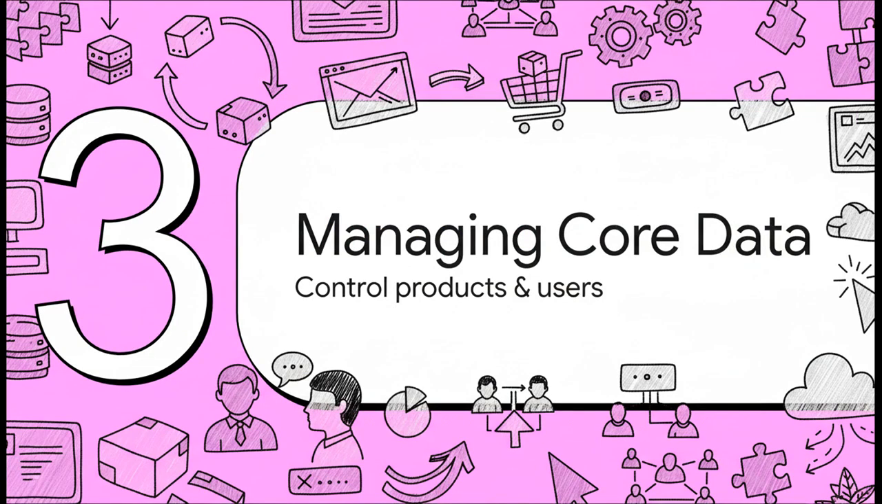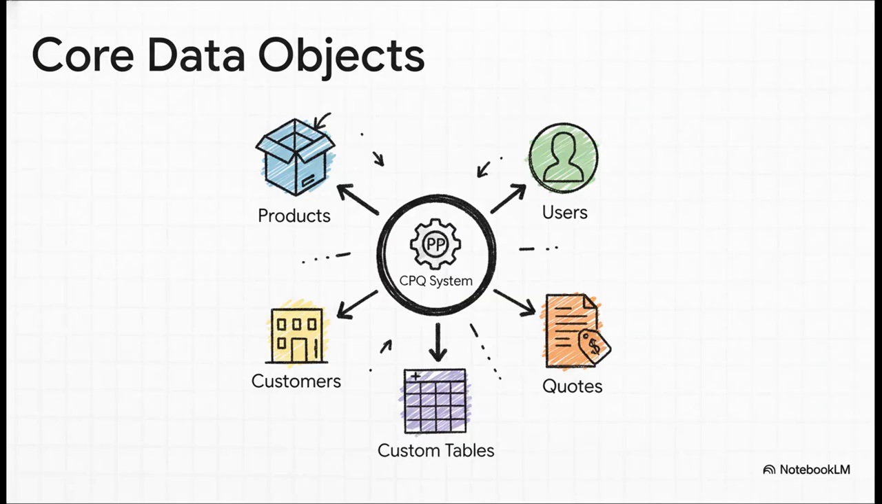All right, so we've figured out how to communicate with the system. Now let's see what we can actually control. Let's take a look at the core data objects that you can manage. And you really do have fine-grained control over all the fundamental building blocks of CPQ. We're talking everything from the products you sell, to the users who sell them, and of course the quotes themselves. You can even tap into your own custom data tables.